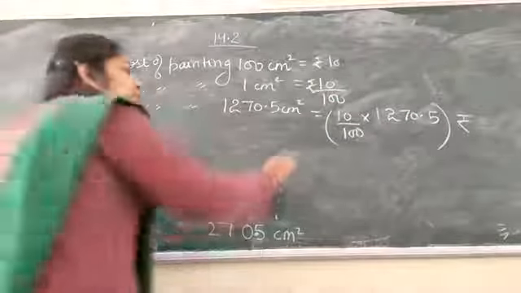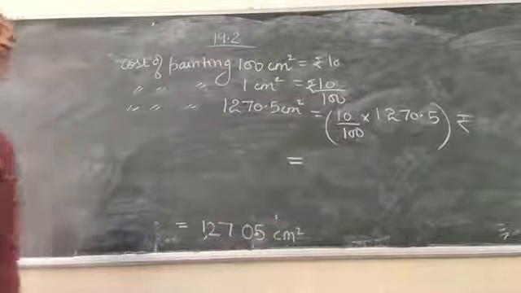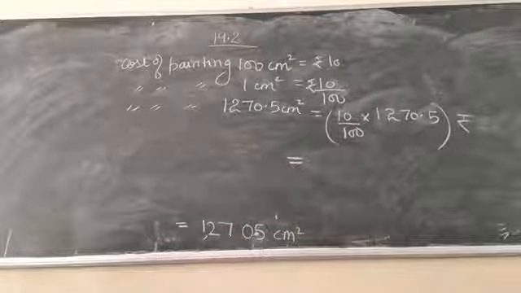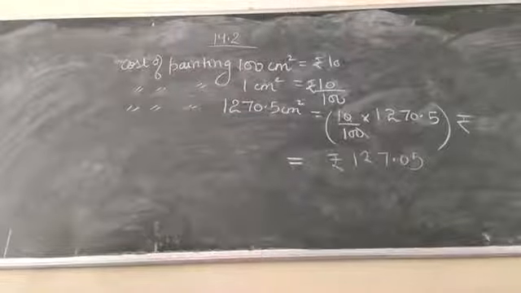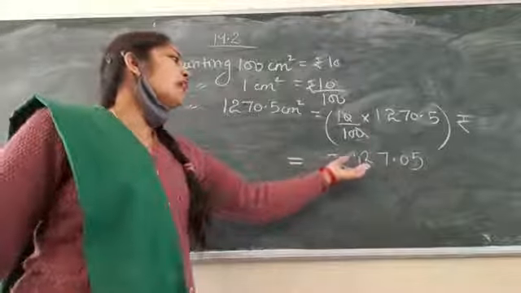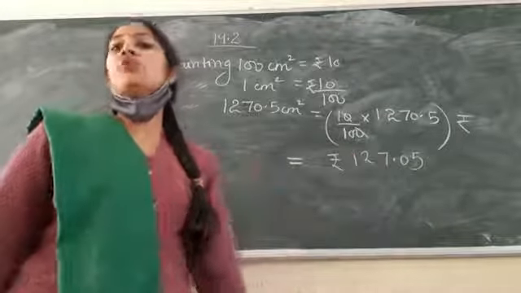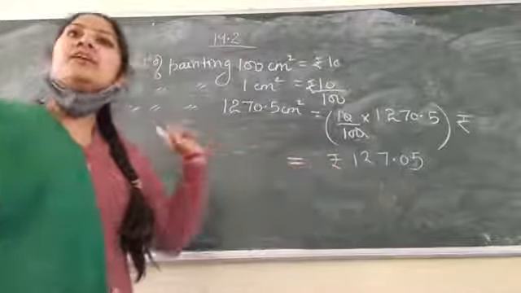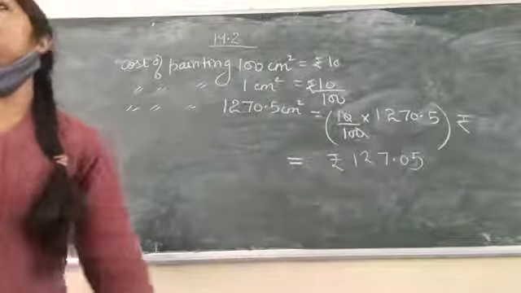Now you will simplify this and you will get the amount to be paid for painting this area. Right? Simplify this. So after simplifying this, you will get rupees 127.05. It means you will pay this much money for painting your cylindrical vessel. Right?